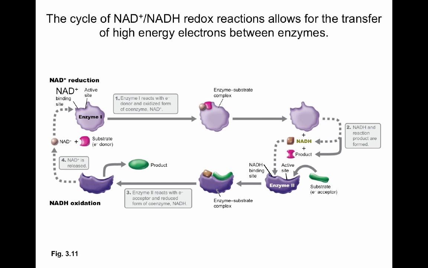Now, NADH is able to go to a different enzyme complex, shown here as enzyme 2, and bind to that enzyme, and is able to donate the electrons to another substrate. Here there is this little green molecule that is going to be the electron acceptor. So now the new enzyme, enzyme 2, is going to mediate the transfer of electrons from NADH to the substrate, generating a reduced substrate product, as well as recycling NAD+ that could be used again by enzyme 1.